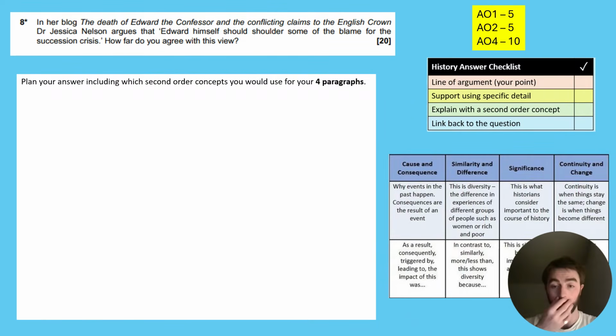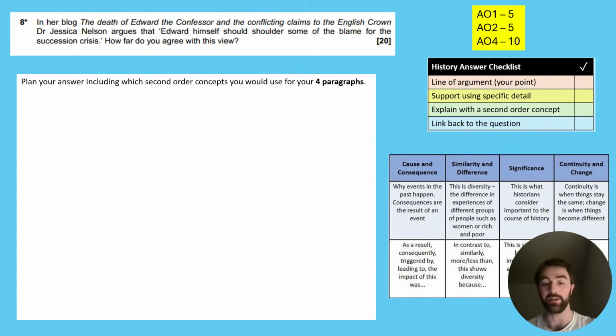In each paragraph, you create your line of argument, you support using a specific detail, and you explain it with a second order concept, which is almost like, what does that mean? What is that going to lead to? Furthermore, these sort of connectives you can use to build your argument, and then linking back to the question.